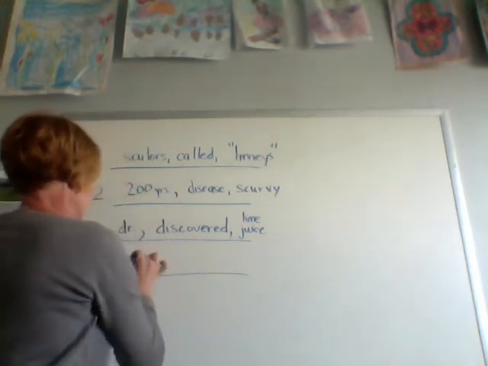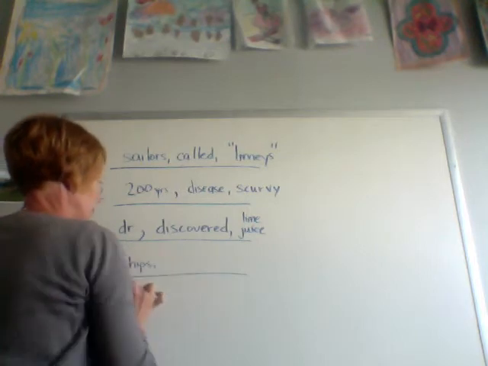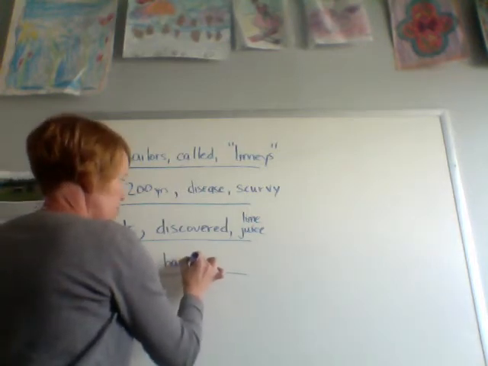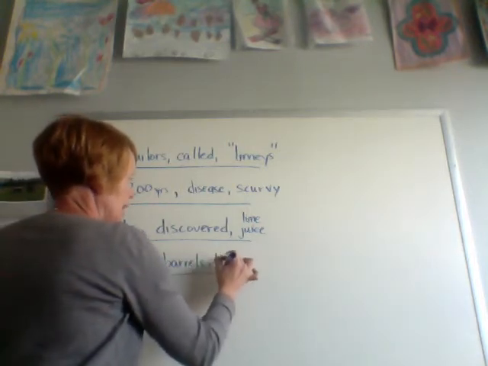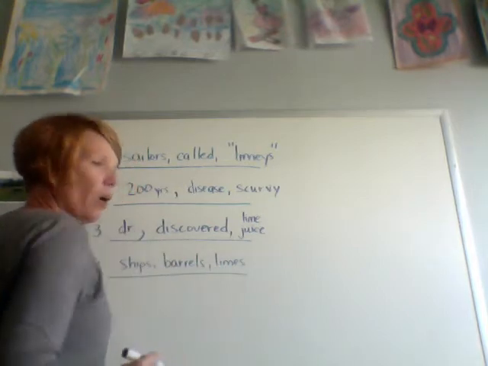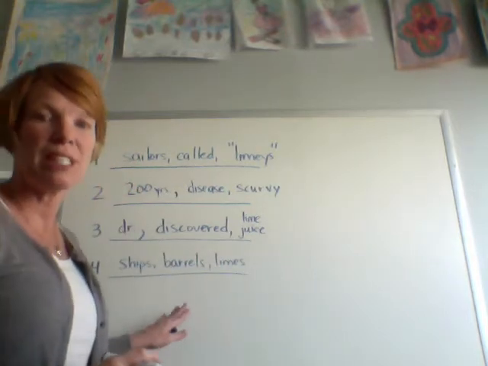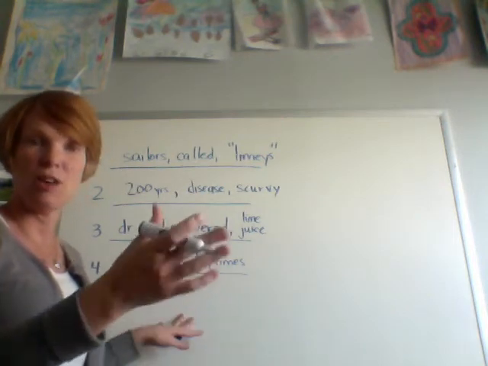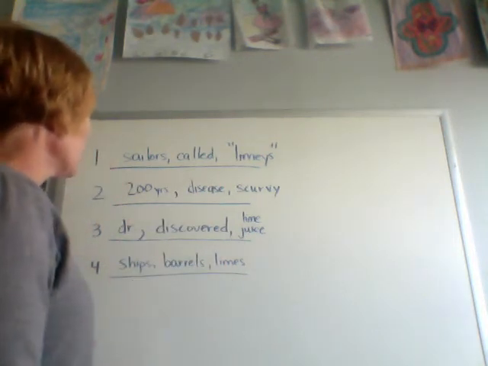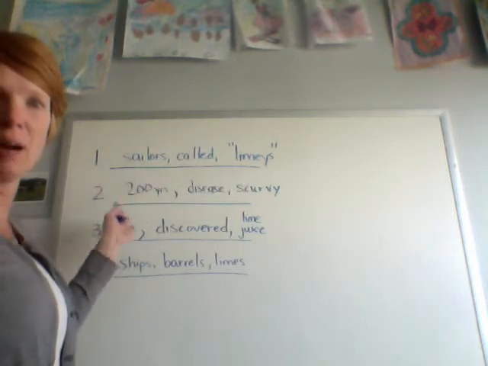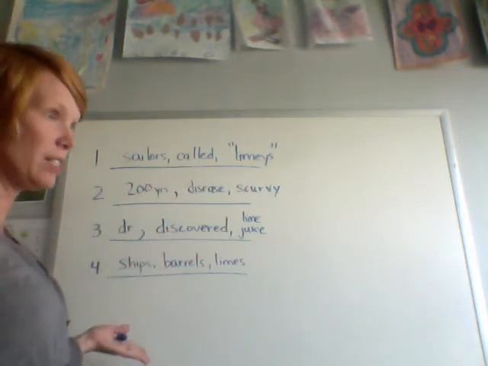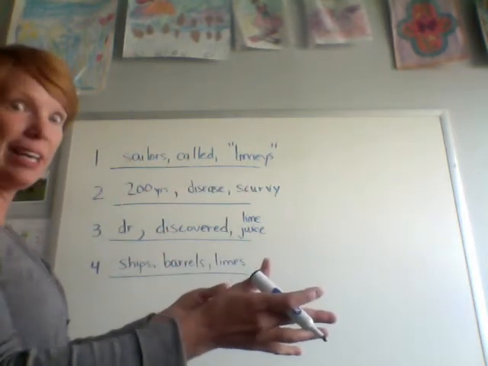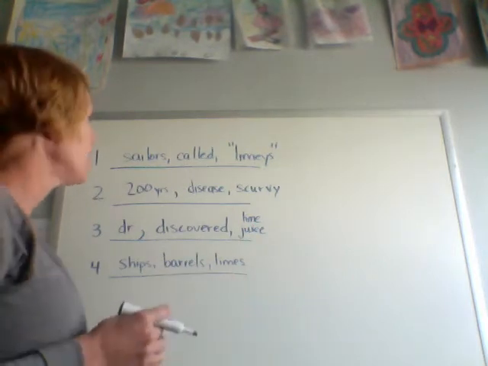Ships. Barrels, limes? Perfect. Ships, barrels, limes. Okay, so this is where we stopped last week. And I know I had Gina, and I know Aiden at home would take a look at this and read back a paragraph from our key words, right? So we're modeling good writing from our paragraph.